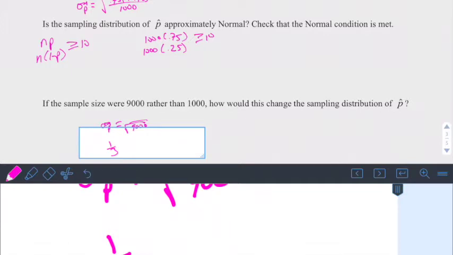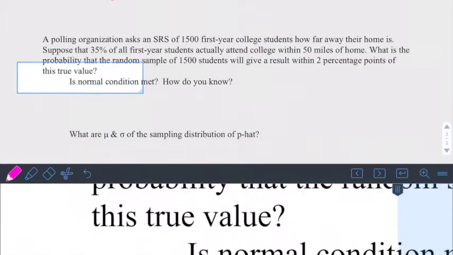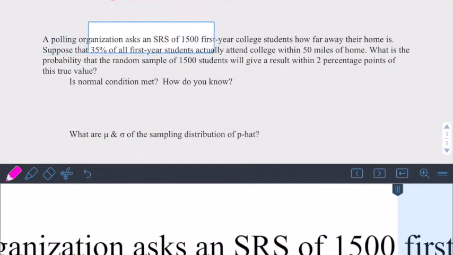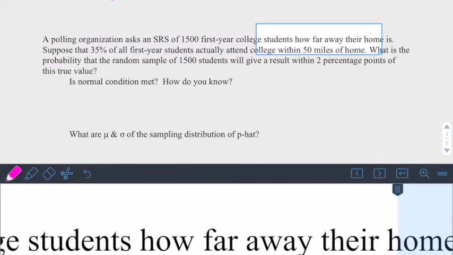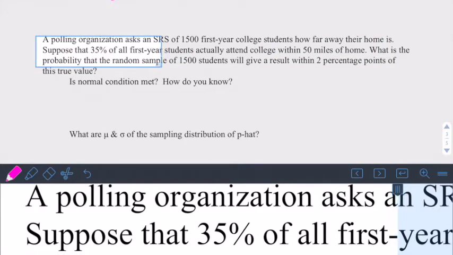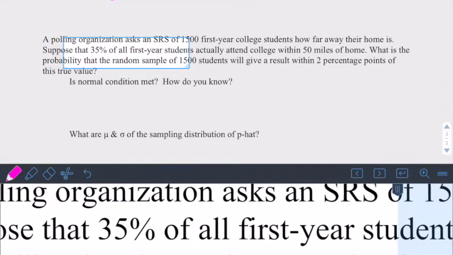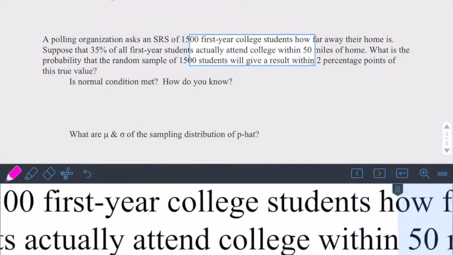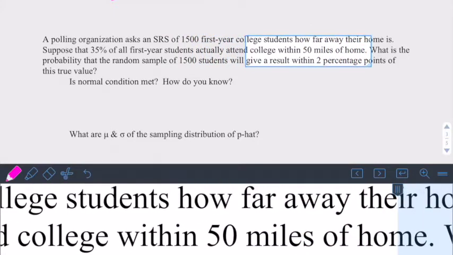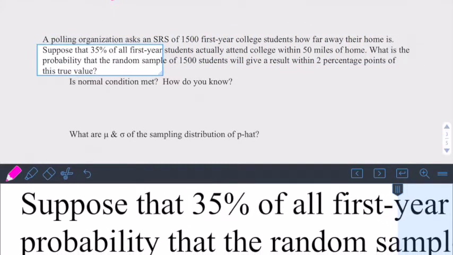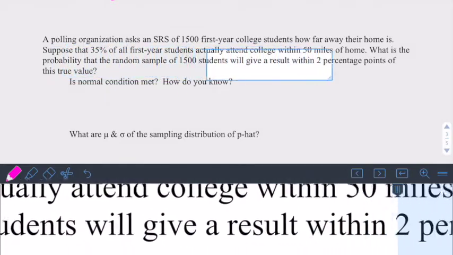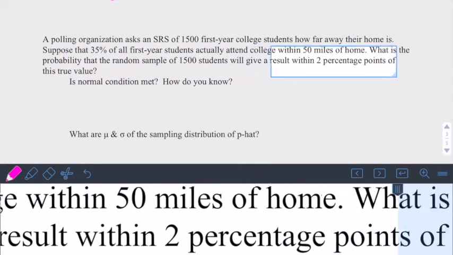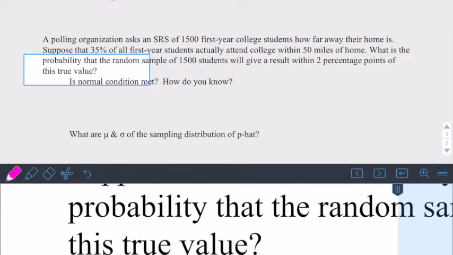So basically 1/3 skinnier. A polling organization asks an SRS of 1,500 first-year college students how far away their home is. Suppose that 35% of all first-year students actually attend college within 50 miles of home. What is the probability that the random sample of 1,500 students will give a result within 2 percentage points of this true value?